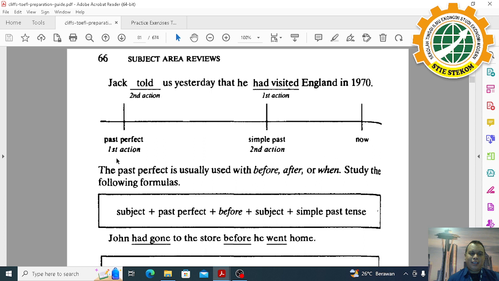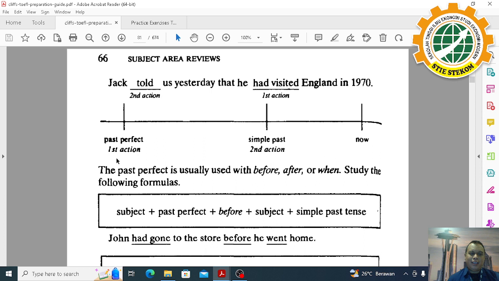Okay, study the following formulas. Okay, perhatikan rumus berikut ini ya, formula atau rumus. Karena teman-teman adalah manajemen, mungkin suka rumus ya, banyak sekali suka rumus. Jadi dalam bahasa Inggris juga ada rumus ya. Ini ada subject, past perfect, before, and then subject and past simple atau simple past tense. John had gone to the store before he went home ya.